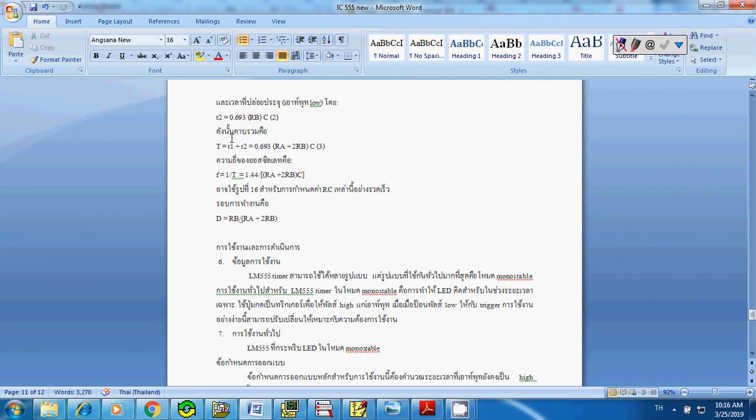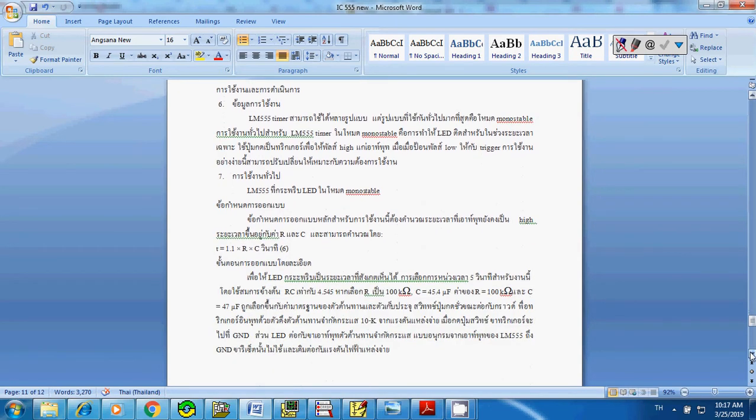So the total period is T1 plus T2, that is equal to 0.693 multiplied by RA plus 2RB, which is the total resistance, and then multiplied by capacitance. And then the oscillation frequency simply becomes 1 over the period, or 1 over T, and thus gives you 1.44 divided by RA plus 2RB, and then multiplied by C. And then the duty cycle can be calculated from RB divided by RA plus 2RB.